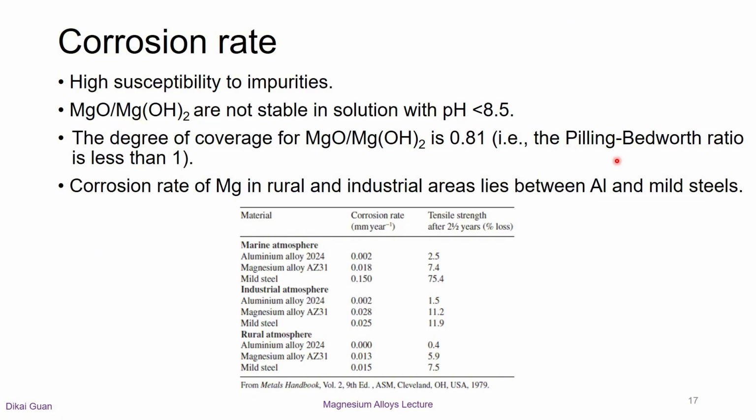hydroxide. If a value of less than 1 is obtained for the degree of coverage corresponding to a natural passivated layer, this indicates that the underlying metal is not completely covered. This allows corrosive substances to enter as far as the magnesium-based metal, thus resulting in corrosion. In general, corrosion rates of magnesium in rural and industrial areas lie between aluminium and mild steel.